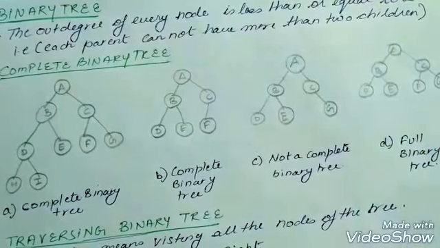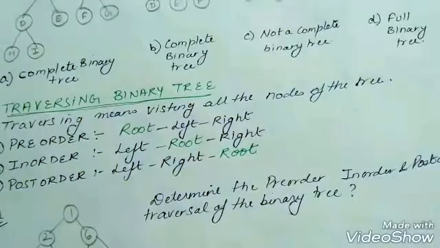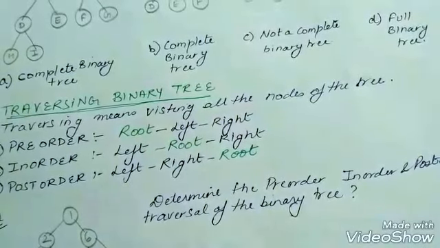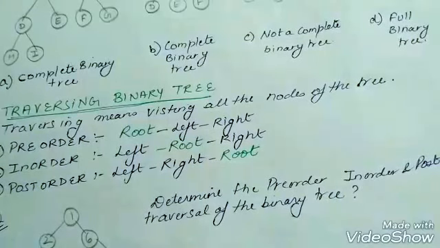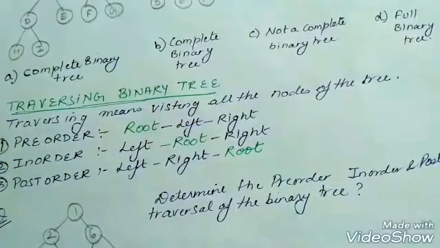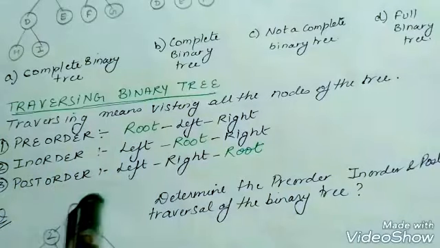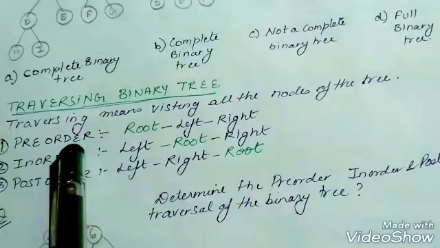Fine. So now let us move on and see how we can traverse binary trees. Traversing means how we can access every node of a tree. To do that, we have 3 forms: pre-order, in-order and post-order. So what do we mean by these 3 things?